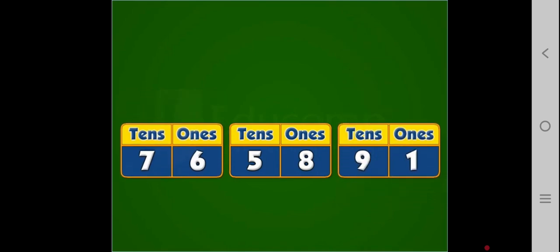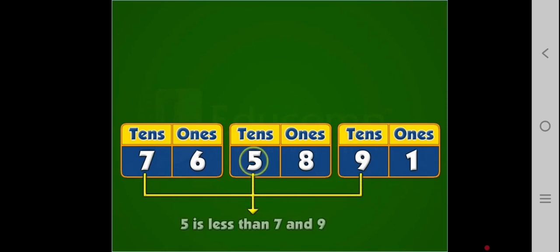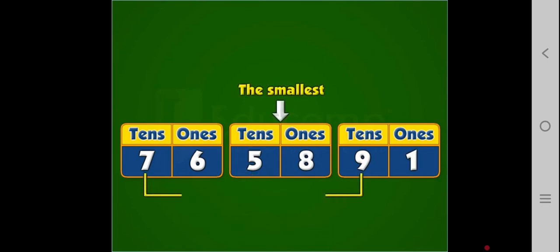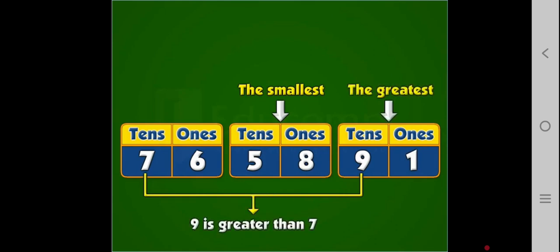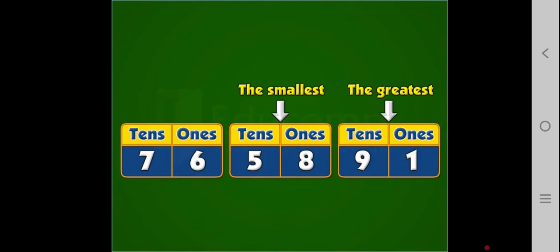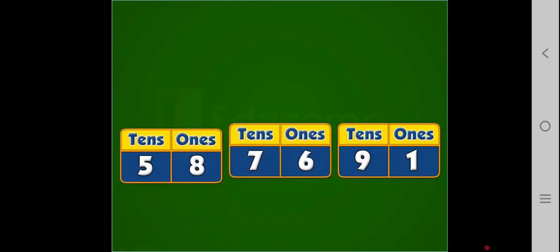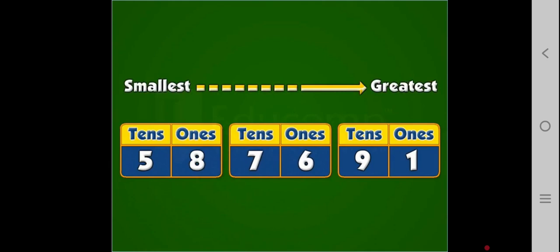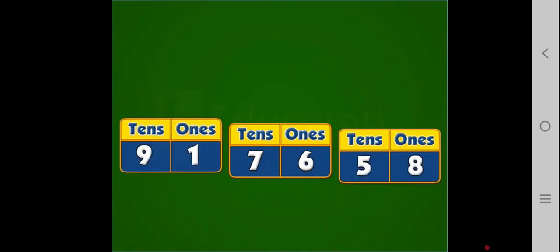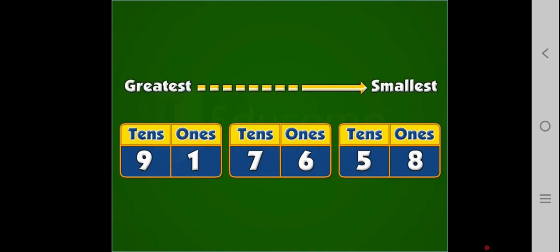When you compare the number in the tens place, you will find 5 is less than 7 and 9. So 58 is the smallest of the three. Between the remaining two, 9 is greater. So 91 is the greatest of the three. If you arrange them from the smallest to the greatest, it would be 58, 76, 91. If you arrange them from the greatest to the smallest, it would be 91, 76, 58.